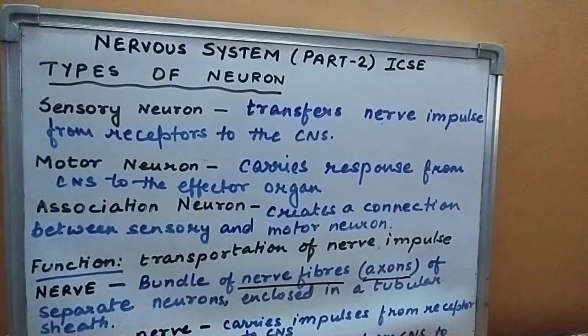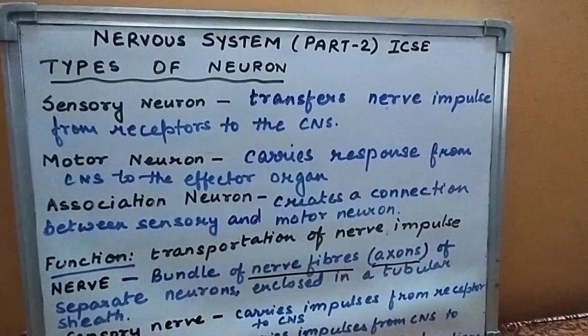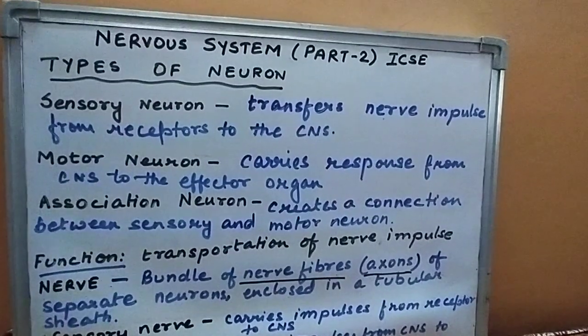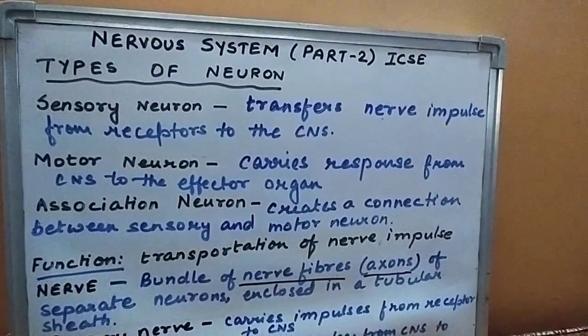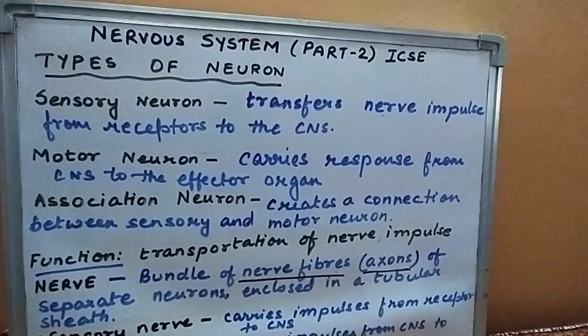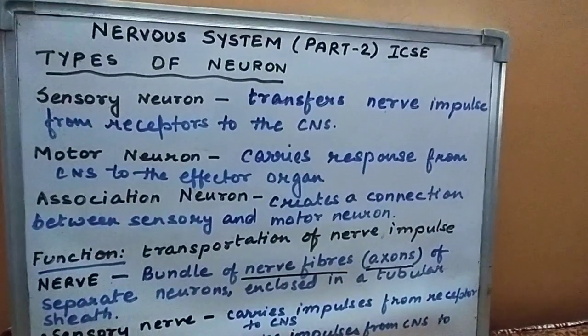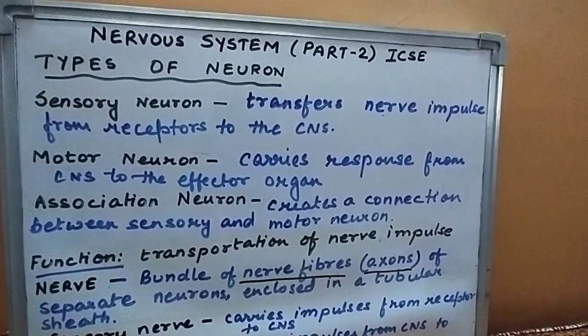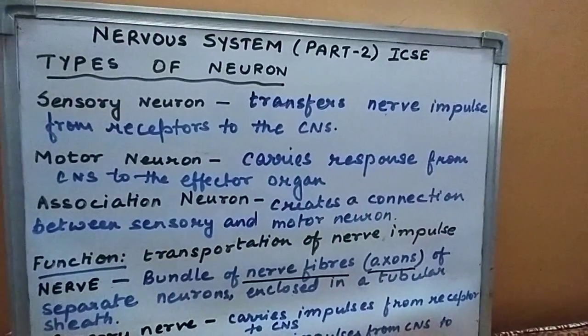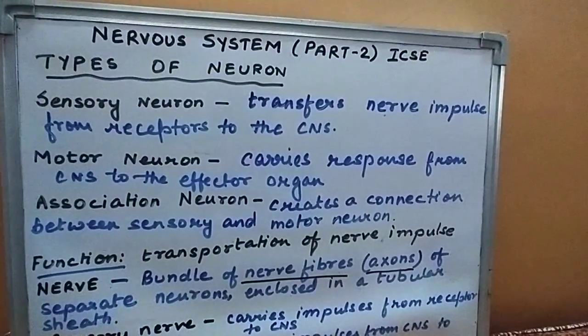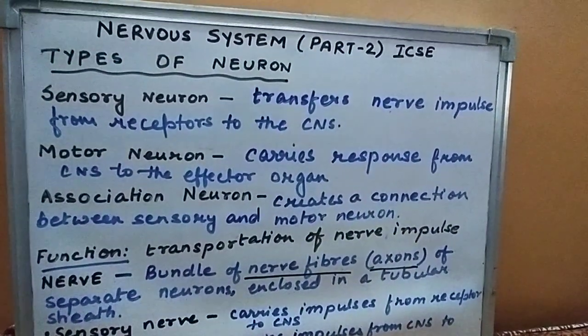In this video today we are going to talk about nervous system part 2. In our last video we talked about introduction on nervous system, function of nervous system, unit of nervous system that is neuron, its structure, parts with proper labeling and function. In this video we are going to talk about types of neuron and their function.